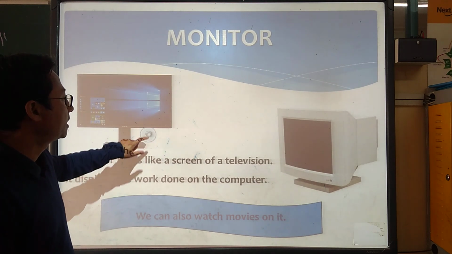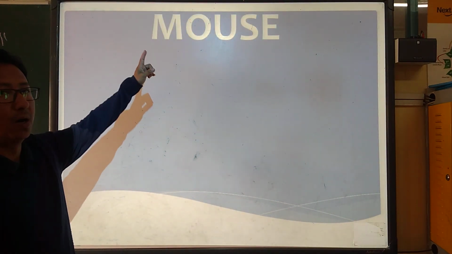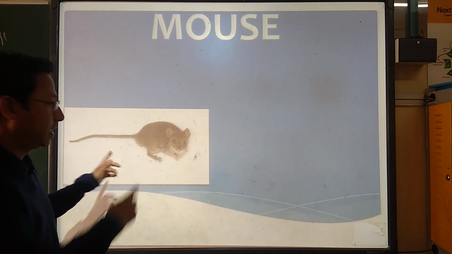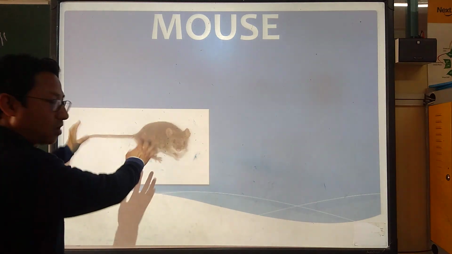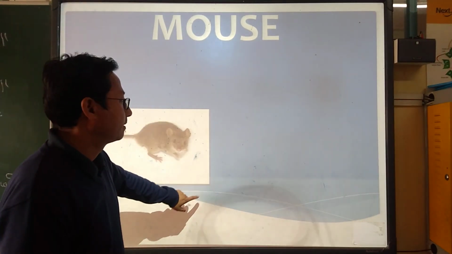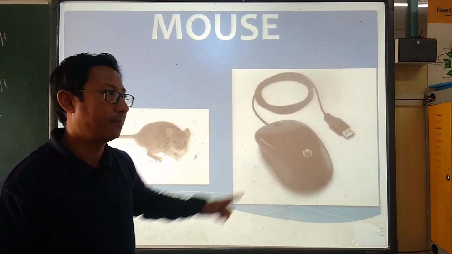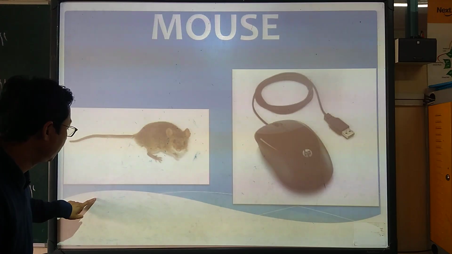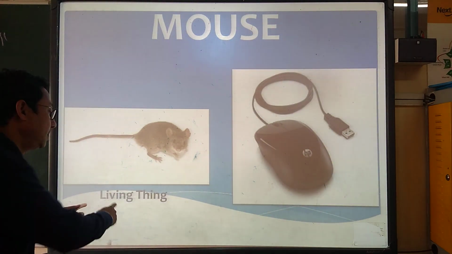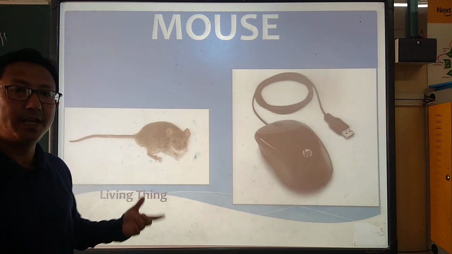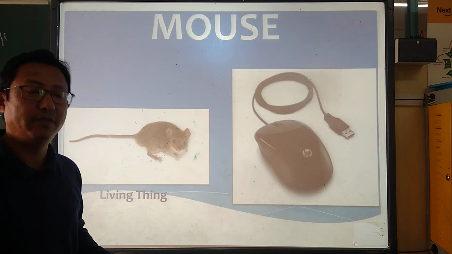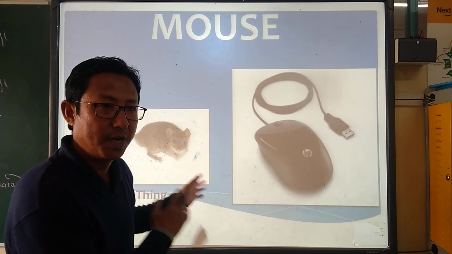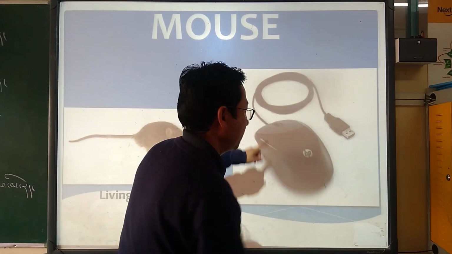Next is your mouse. Oops, this is not the mouse we are talking about. Where did this mouse come from? We are not talking about this mouse. We are talking about this mouse. What would be the difference between this mouse and this mouse? Let's find out. This mouse is simply a living thing. As you all know, living things breathe in, reproduce, and grow. All these things this mouse does. So we are not worried about this mouse. We need to worry about this mouse.